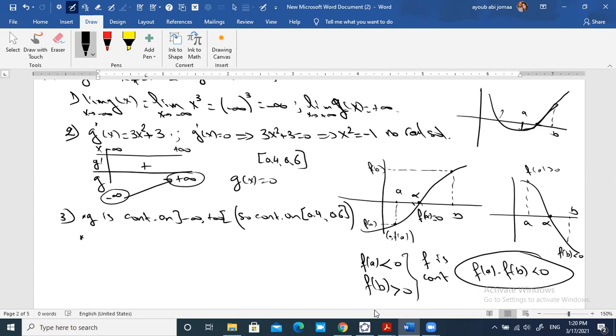So I don't go on too long. The second condition: g is strictly increasing on the interval 0.4, 0.6, or let's write it on R, negative infinity, positive infinity. As you can see, g is strictly increasing on negative infinity, positive infinity. So strictly increasing on 0.4, 0.6.